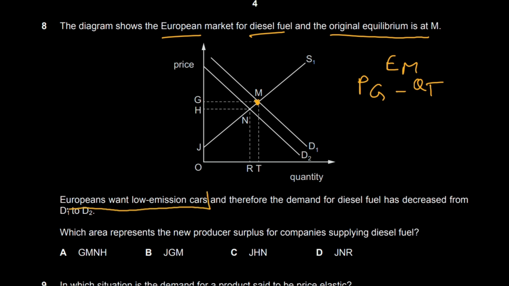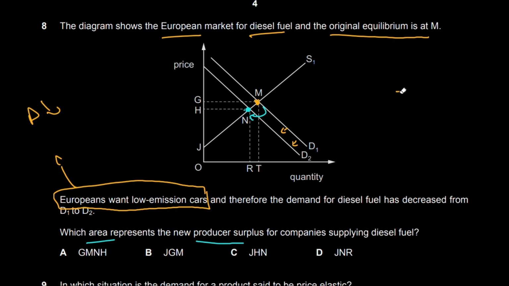This statement basically means that our demand curve will shift to the left because our demand will fall, and therefore the demand for diesel fuel has decreased from D1 to D2. As I said, we shift to the left from D1 to D2. Now the new equilibrium, which I will denote with the light blue color, is at N. So we shifted from M to N. Which area represents the new producer surplus for companies using diesel fuel? As I told you before, let me draw it again, just for your own sake.